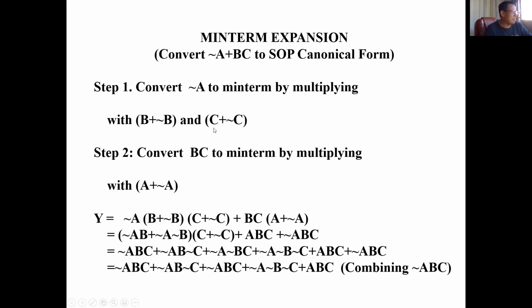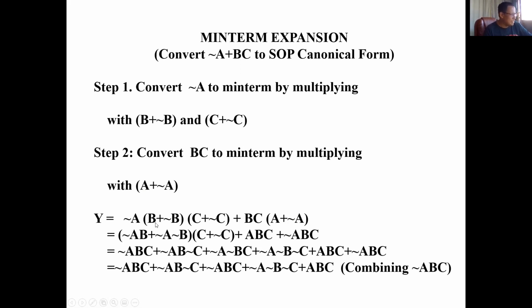Since not A lacks B and C, we multiply it with B plus not of B and C plus not of C, plus BC. Now BC lacks A. Do you follow? So we multiply it with A plus not of A. Whatever is lacking, we multiply it to the term.